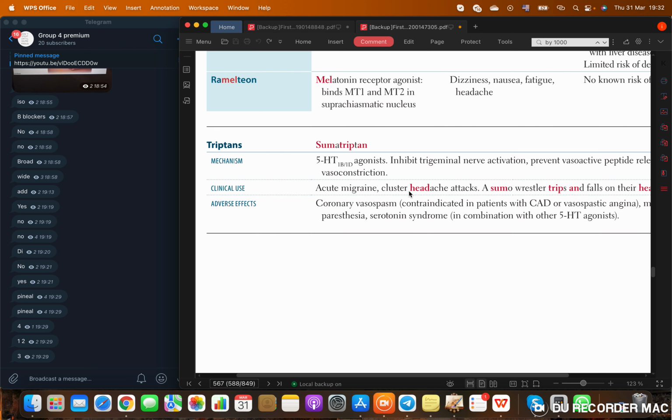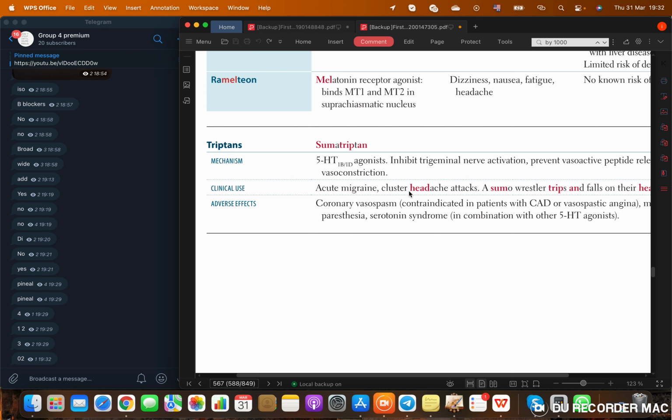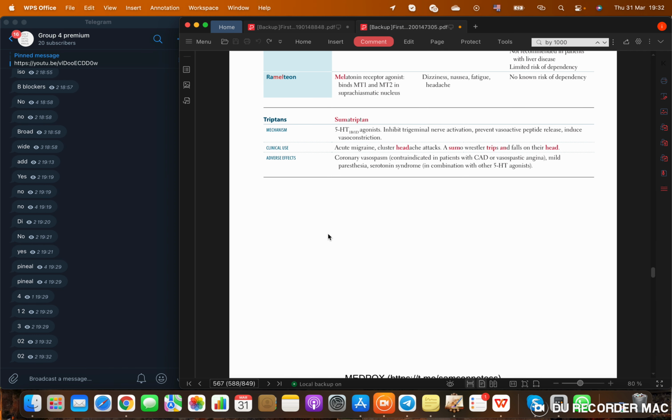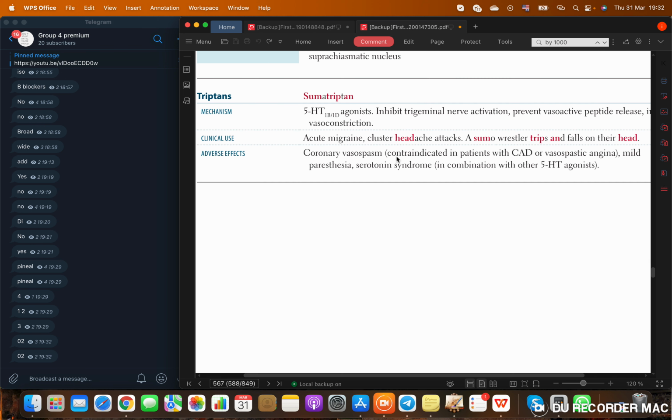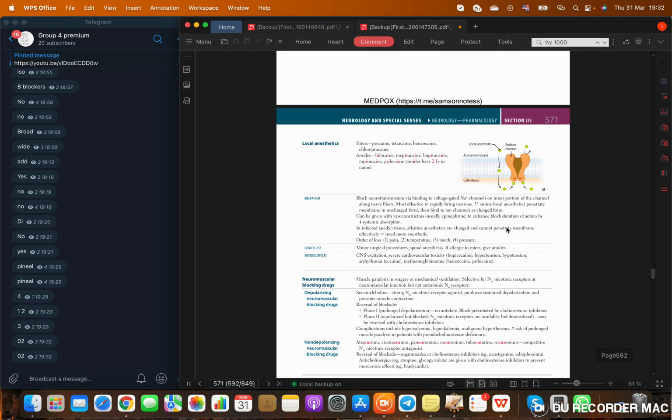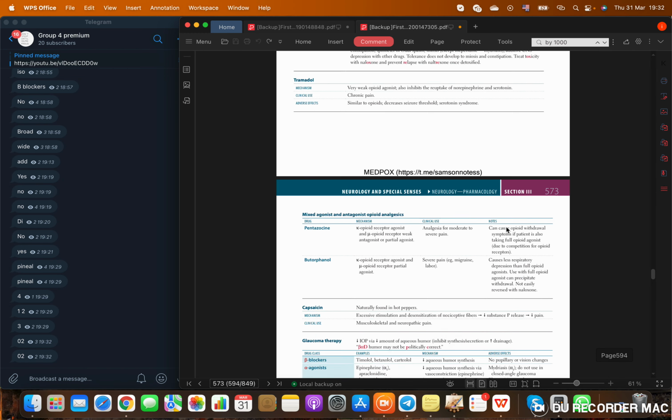In addition to the triptans, what other medication can you give for an acute cluster headache? Come on. O2, absolutely, yes. Adverse effect, coronary vasospasm, so it's contraindicated in coronary artery disease or Prinzmetal angina, vasospastic angina. Mild paresthesia, which is improper sensation of the extremity, and serotonin syndrome. Why? Because it's a serotonin agonist, okay? So be careful of using it with another serotoninergic medication.